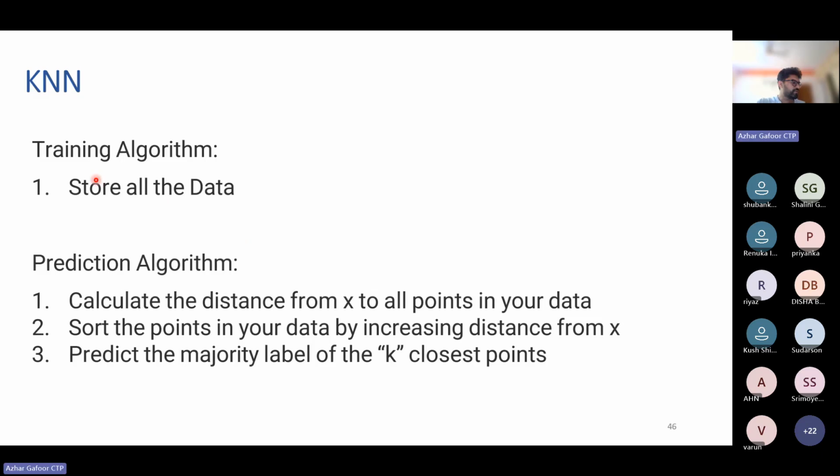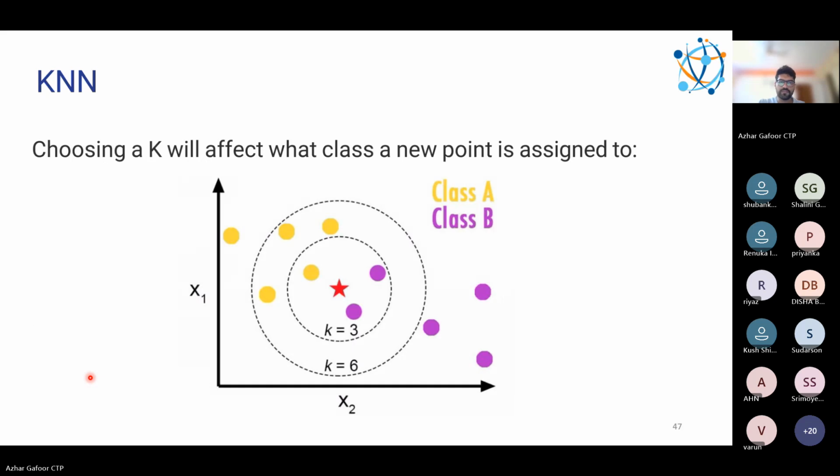In the training for KNN, we'll store all the data. Then for prediction, we calculate the distance from the new point to all points in our data, and sort the points by increasing distance from X. We set the K value, which is a user-defined value. So if it is 5, it will see the 5 closest points and take the majority, and assign the new point to that class. So here is an example.